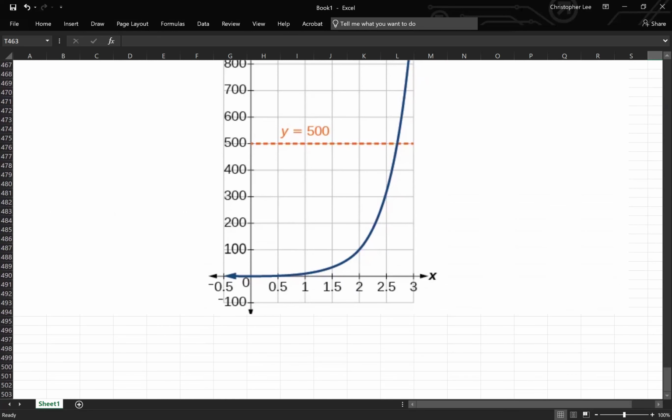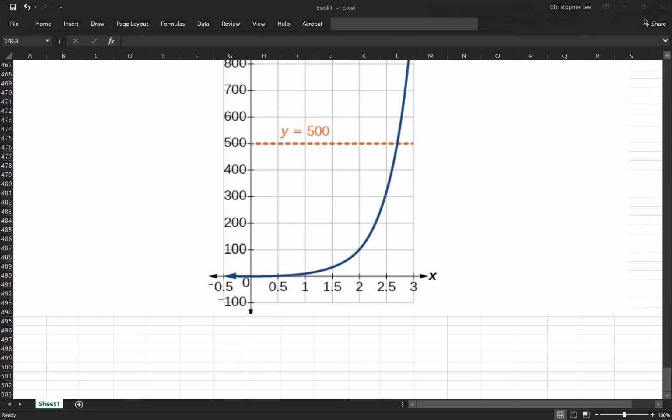That's what we're looking for. So what number can I plug in for x? And that's going to be the power of 10 to get it to be 500. That's what I'm looking for.